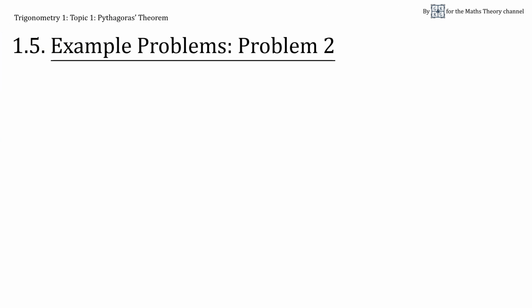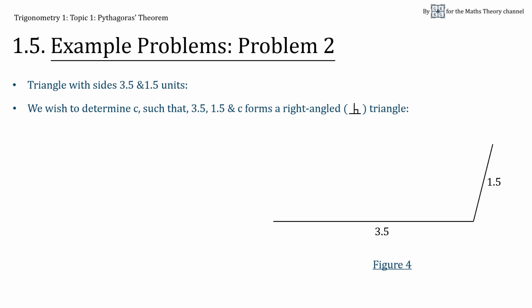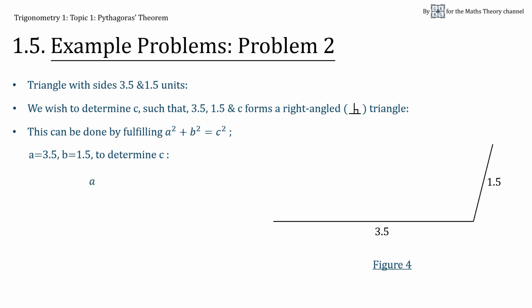A second example problem. Suppose we want to build a right-angled triangle with sides 3.5 units and 1.5 units. We wish to determine the hypotenuse c such that the triangle formed will be right-angled. This can be done by making c fulfill Pythagoras' theorem, whereby a squared plus b squared should equal c squared. So a in our case is 3.5 units and b is 1.5 units, and we are to determine the value of c.